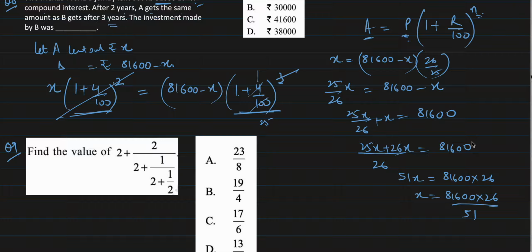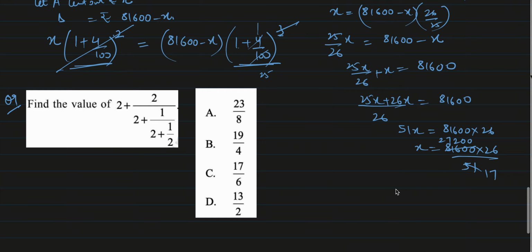Yeah. So when you cancel it out, 3 17s are 51, and here it will be 27200. Okay, so we are left with 27200 into 26 by 17. So we'll cancel it again. So that will be 1600 into 26. So that comes out to be 41600. So this is A's share.